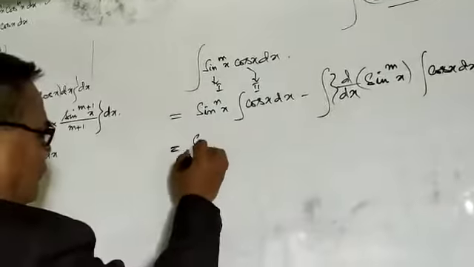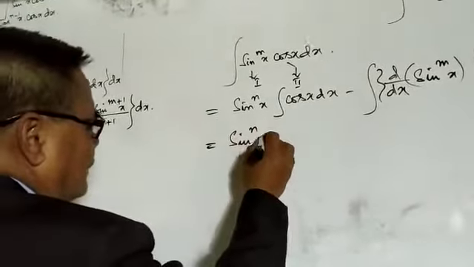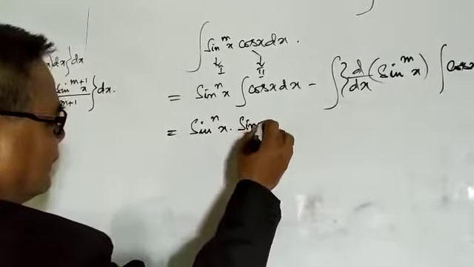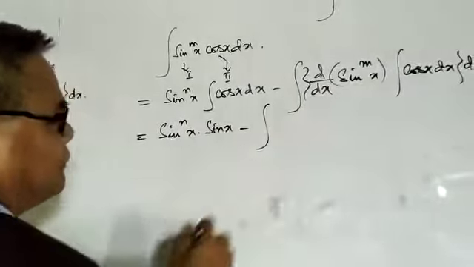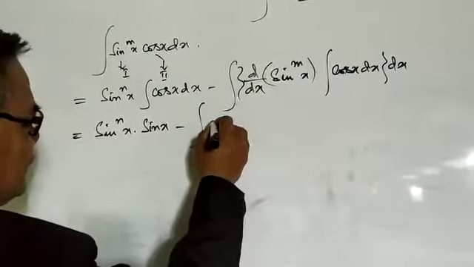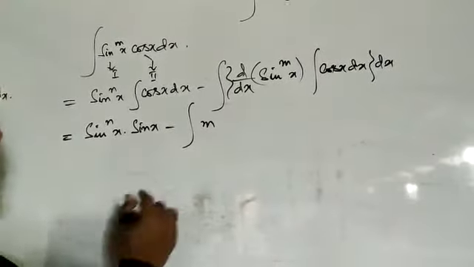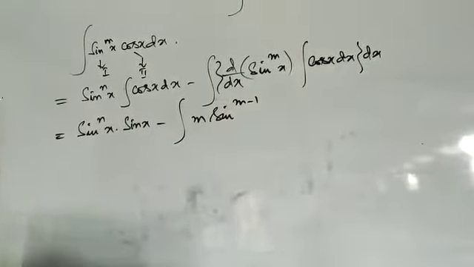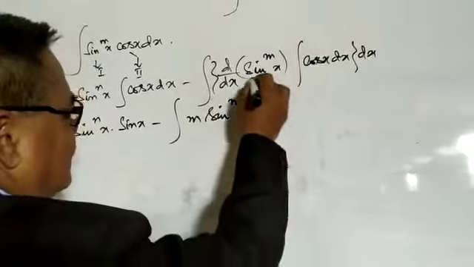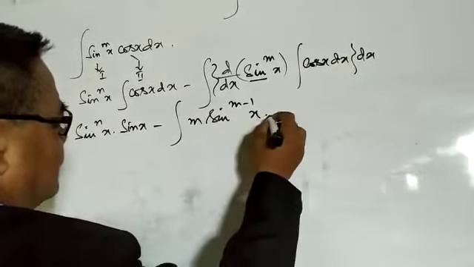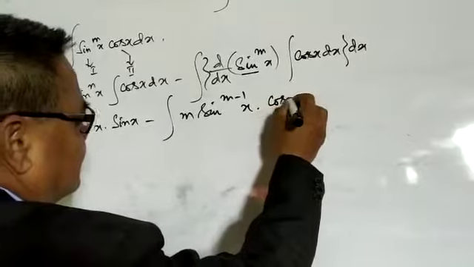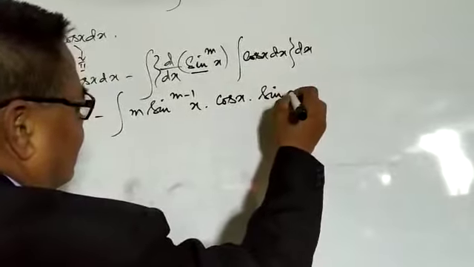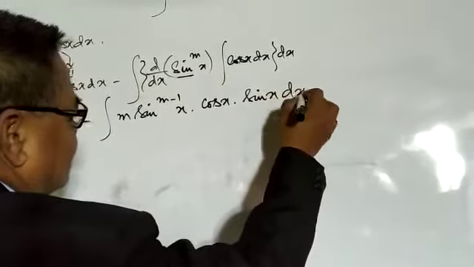As you know, the integration of this cos is nothing but sine, minus the differentiation of sine, which is very easy because it becomes m and sine to the power m minus 1, and then the differentiation of sine means this becomes cos. Then the integration of this becomes sine x again, all dx.